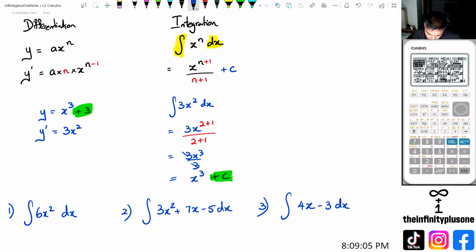What's the stuff in red for? The red is just letting you know what's happening with the powers. So when you integrate, you've got to add 1 to the power, and you have to divide by the new power.